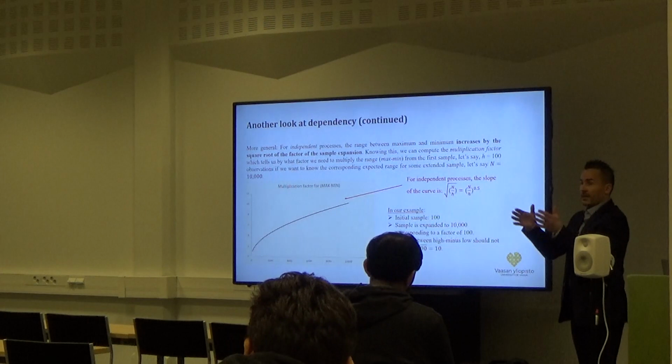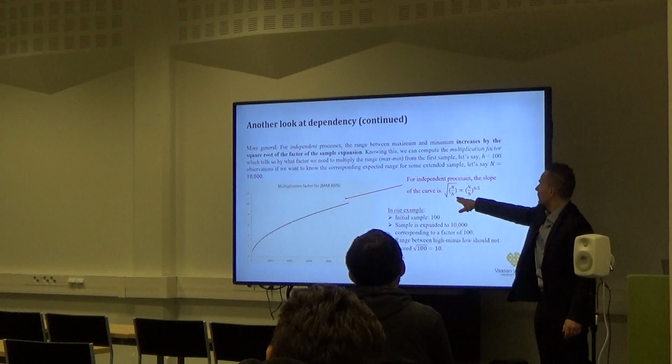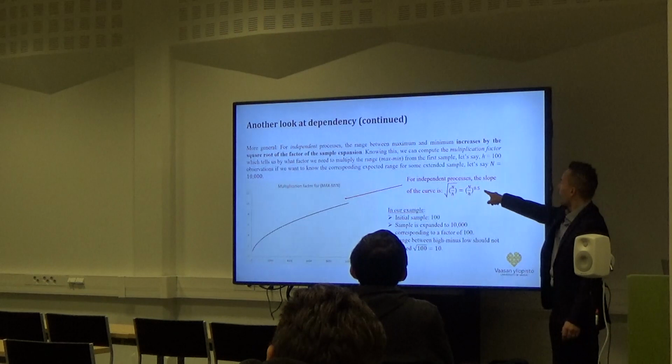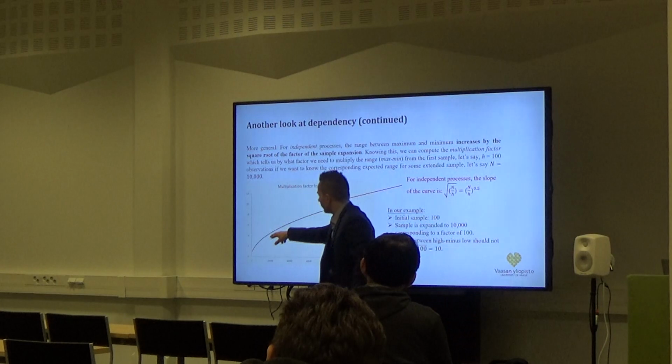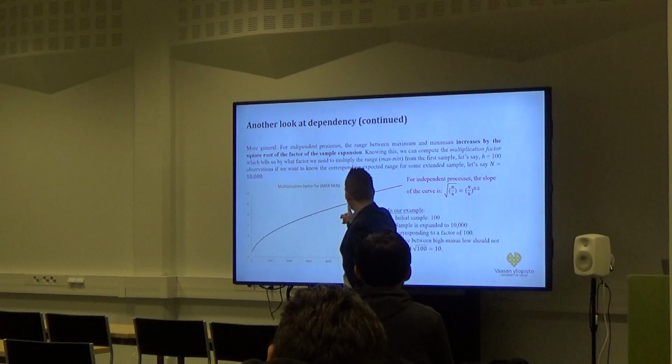So the slope of that curve is the square root of the relation from the expanded sample to the initial sample, or 0.5. 0.5 is the square root. So that's the slope of that line here. So we see here, for 10,000 observations, the factor is 10, like we had in our example here.